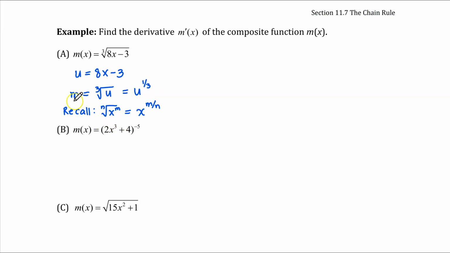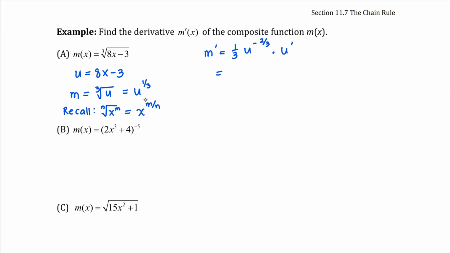Now that we have written m in exponential form, we can use the general power rule to differentiate m. So using this, we have m prime equal to 1/3. So you bring down the power, 1/3, copy u, subtract 1 from 1/3. So 1/3 minus 1 is negative 2/3 times the derivative of u. So times u prime.